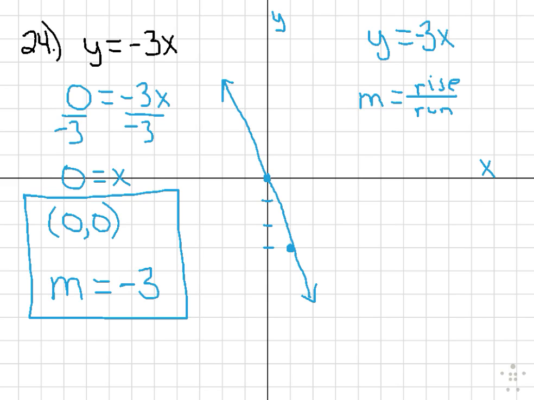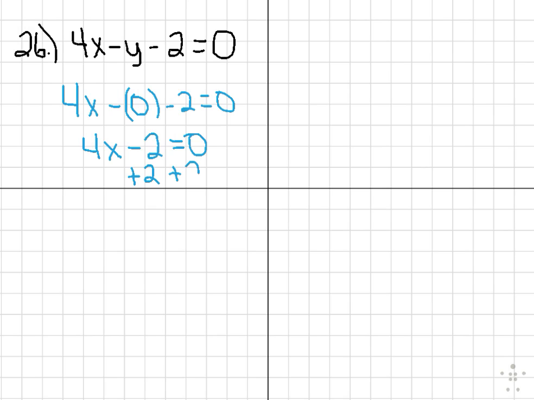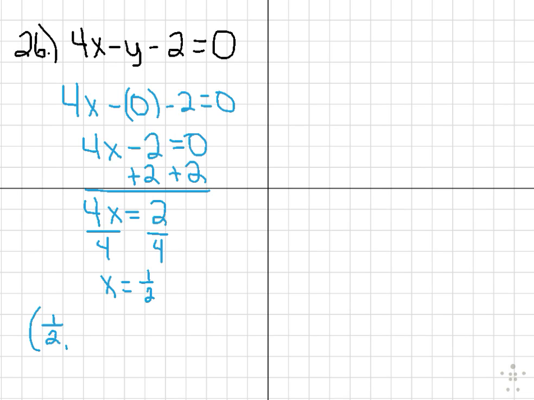Moving on to question number 26, find the x and y intercept. So I'm going to find the x-intercept by letting y be 0. So I have 4x minus 2 is equal to 0. Add 2 to both sides. So I get 4x is equal to 2, divide by 4. X is equal to 1/2. So I know my x-intercept is 1/2, 0. So right there, so it crosses the x-axis.